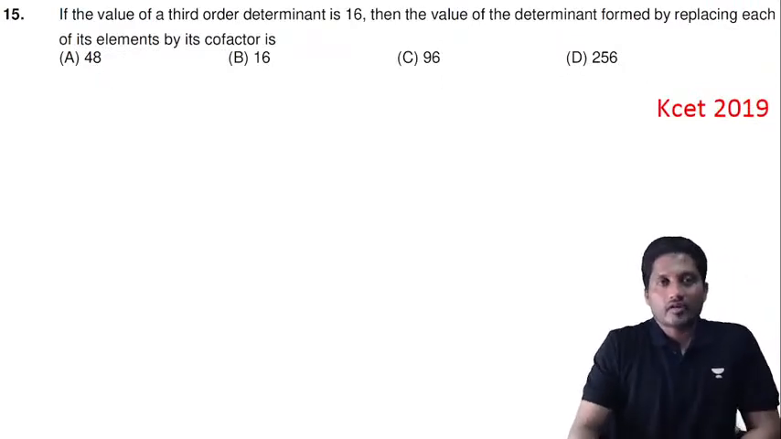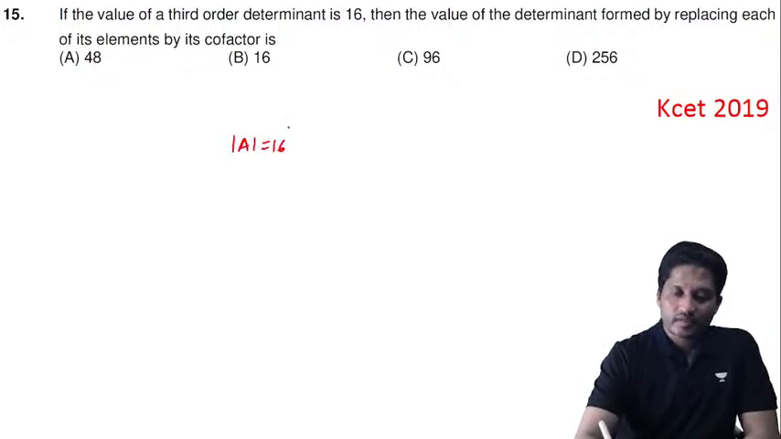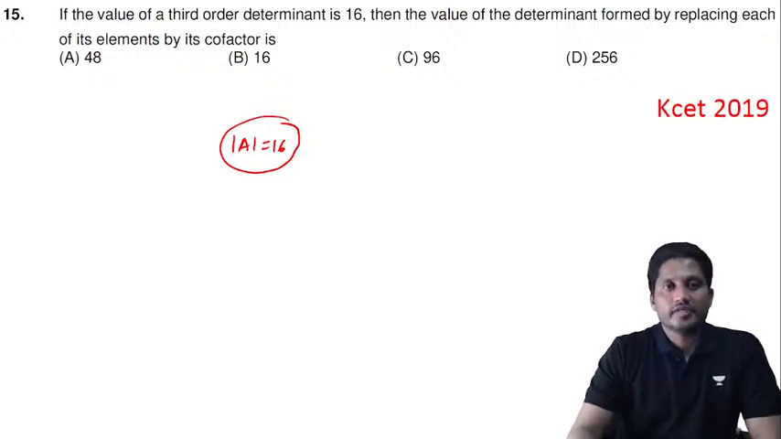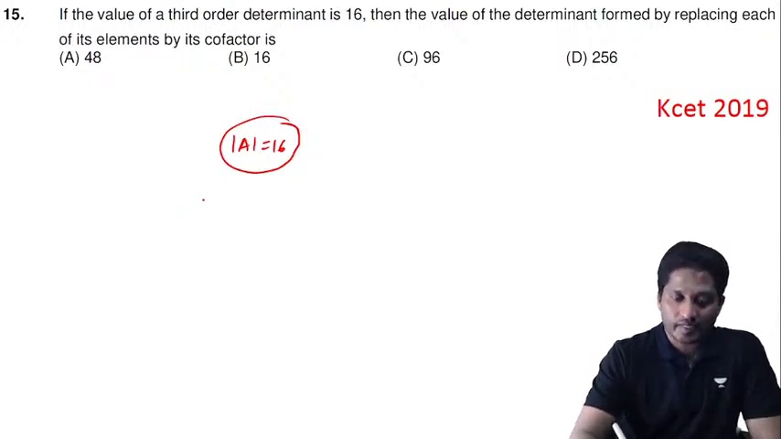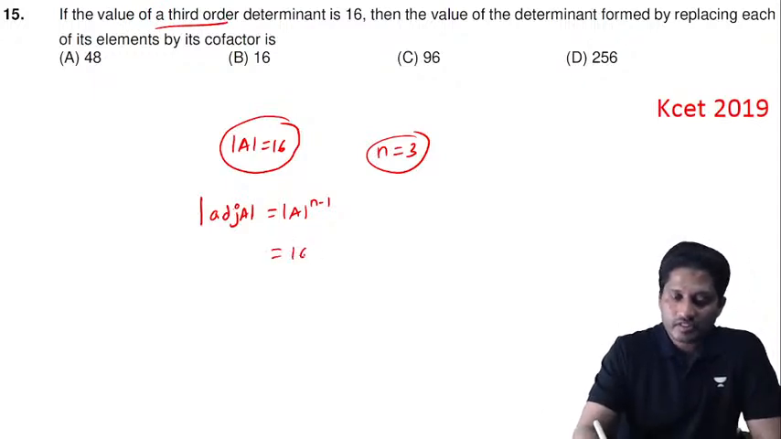Alright, the value of a third order determinant is 16. So this means that determinant A is equal to 16. Then the value of a determinant formed by replacing each of its elements by cofactors. The transpose of the matrix formed by the cofactors is the adjoint, right? So I am supposed to find the determinant of the adjoint. Determinant of adjoint is determinant A to the power n minus 1, where n stands for the order of the matrix. It is given it's a third order determinant. So this is 16 to the power of 3 minus 1, which is 2. 16 square is 256. Answer is option D.